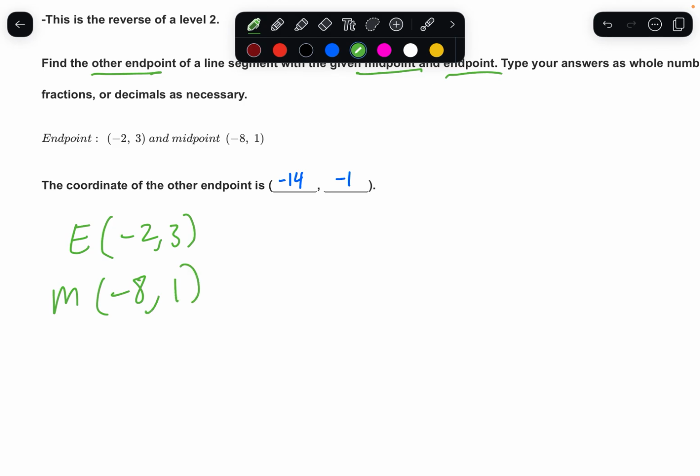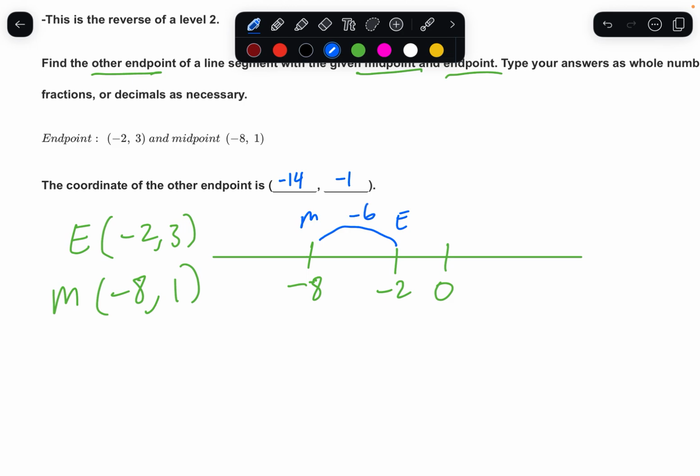Think about this. Let's just go one of these at a time. Let's pretend we're on a number line. We talked about this in class already. I'm just kind of showing you. Let's say here's 0. Here's -2, and here's -8. And what we're saying is that this is one endpoint, and this is the midpoint. So where is the other end? That's the question. Well, if you have to go -6 to get to the middle, doesn't the end have to be another -6? Chilling at -14 over here.